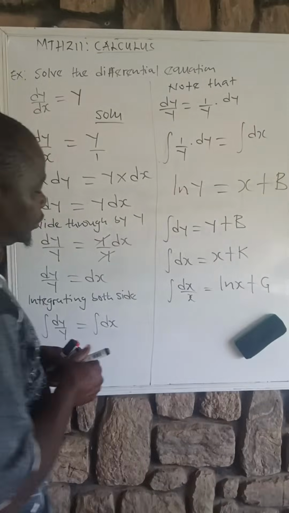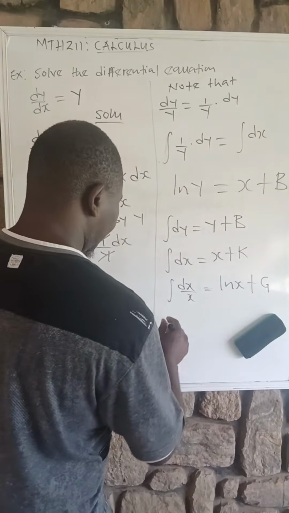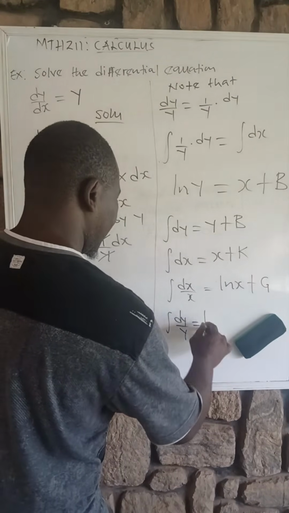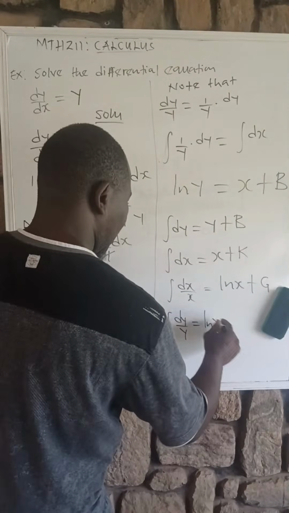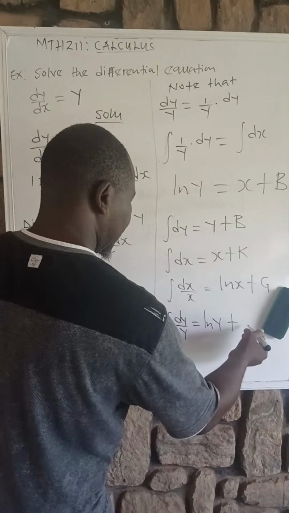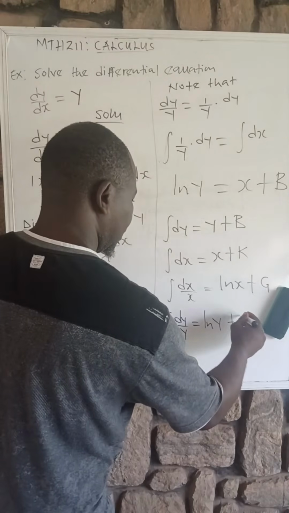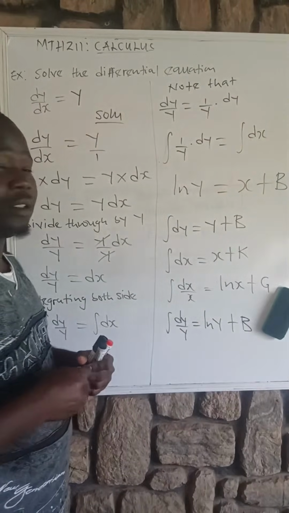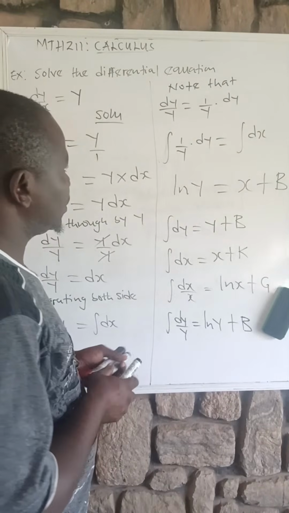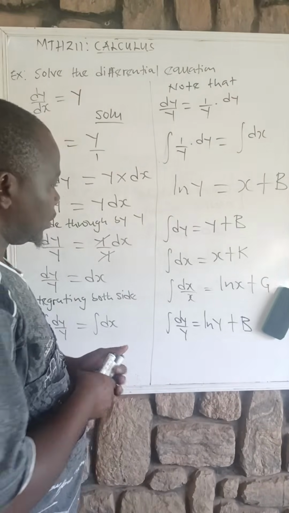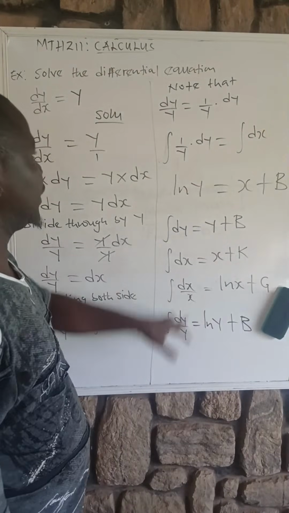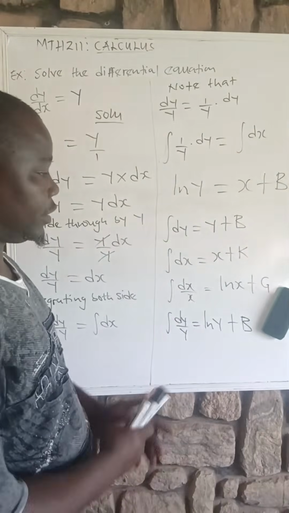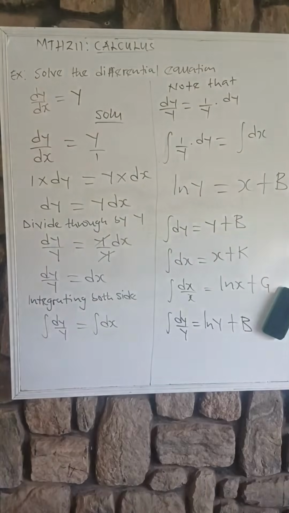Okay. So if we integrate dy all over y, we are supposed to have ln y plus any constant. It could be what? B. True or false? I know you people are just coming. Is that clear? Then this is the same thing as the integral of 1 all over y times dy. True or false? So what is there again?